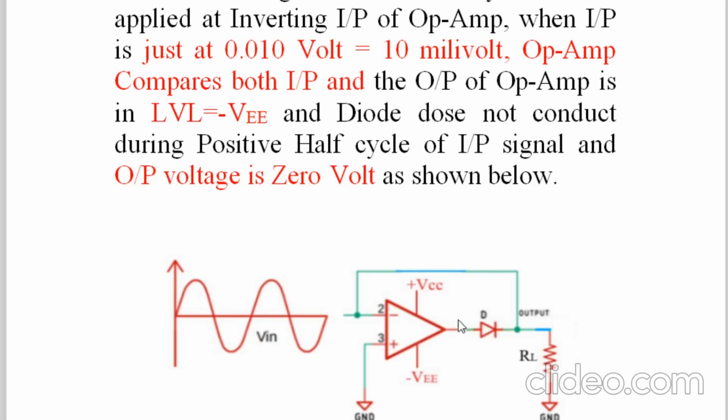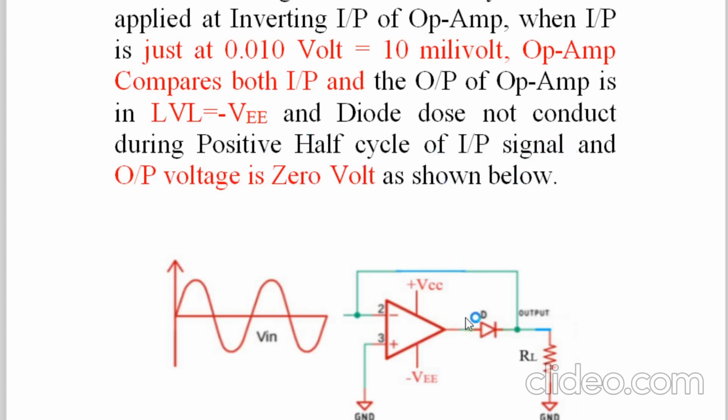And the diode does not conduct during the positive half cycle of the input signal, and the output voltage is 0 volt as shown below.